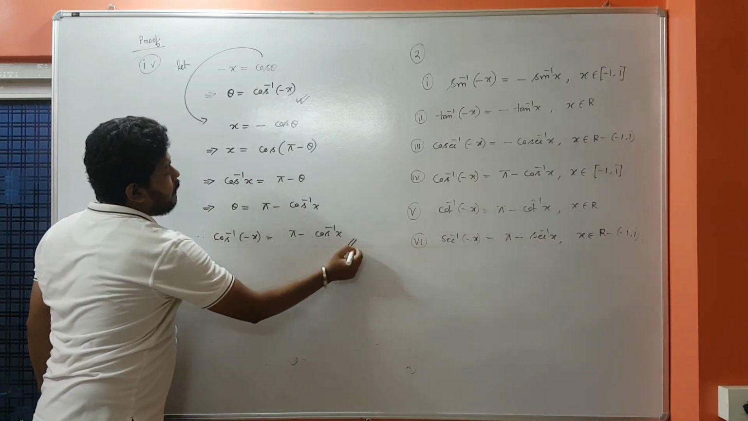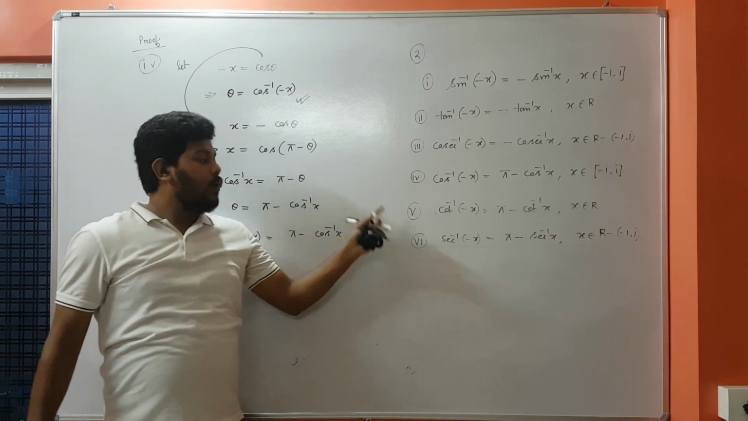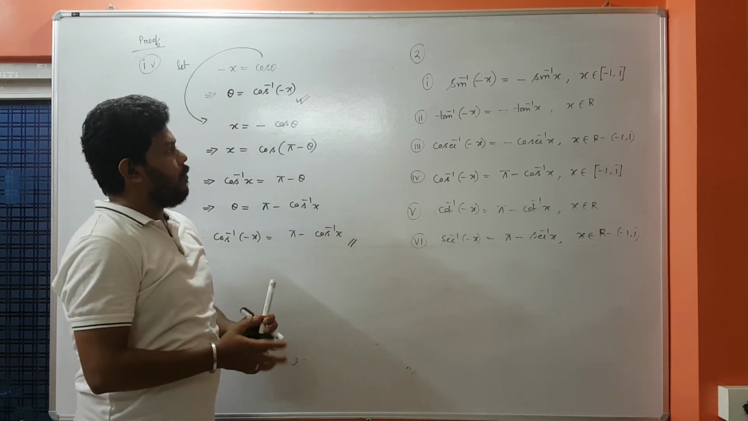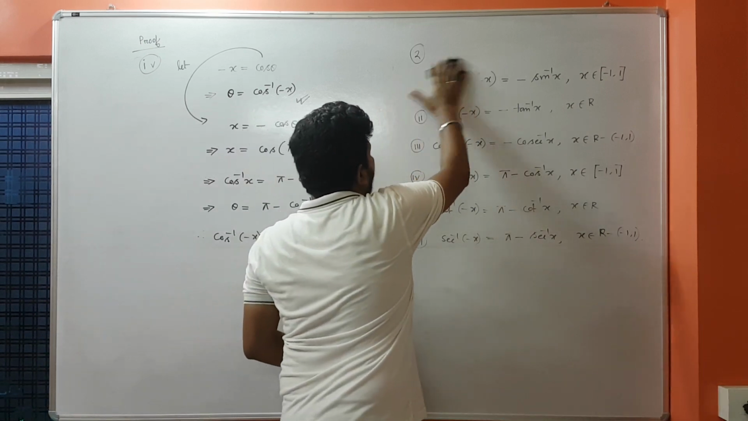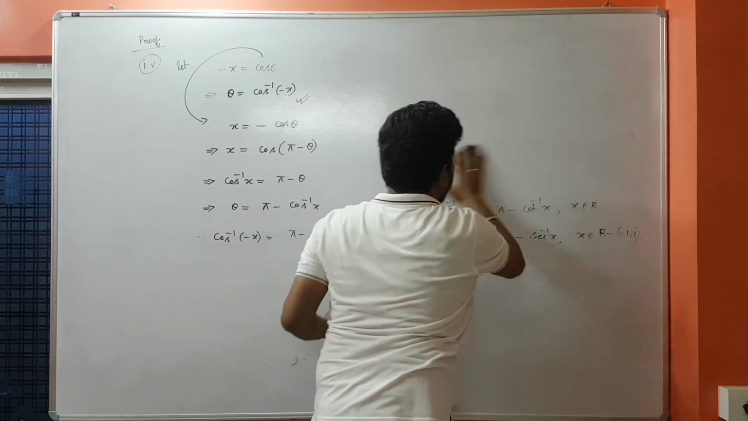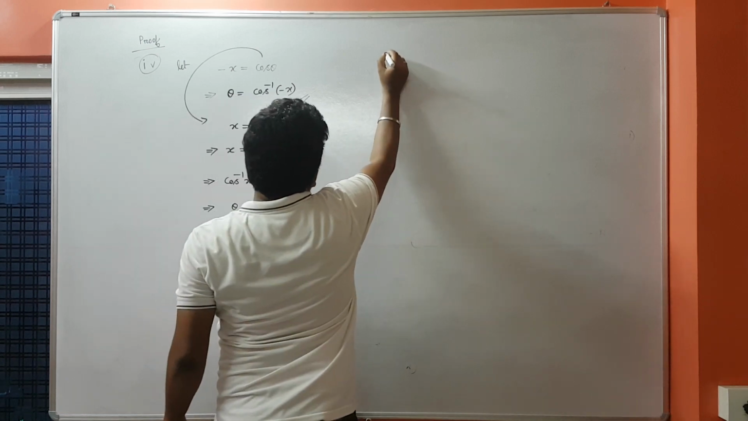Number 4 is proved. Similarly, we can find the proof of formula number 5 and number 6. Now, move on to the third set of formulae. Third set of formulae.